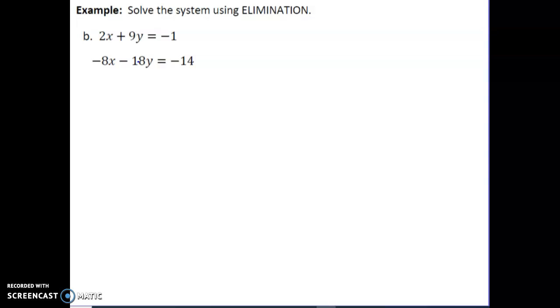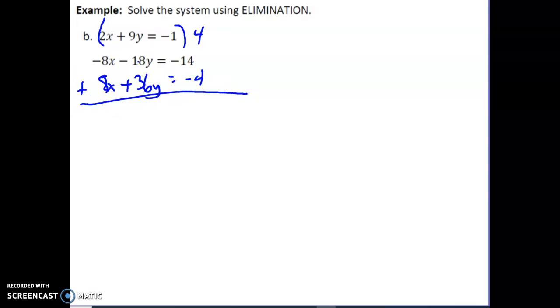I'm choosing to eliminate x on this one because we eliminated y on the last one. So I'll multiply this by 4, and I'm going to have to distribute the 4 across this whole equation. So I will get 8x plus 36y equals negative 4. And just like before, I'm going to add straight down. And my x's are opposite one another, so they're going to cancel out.